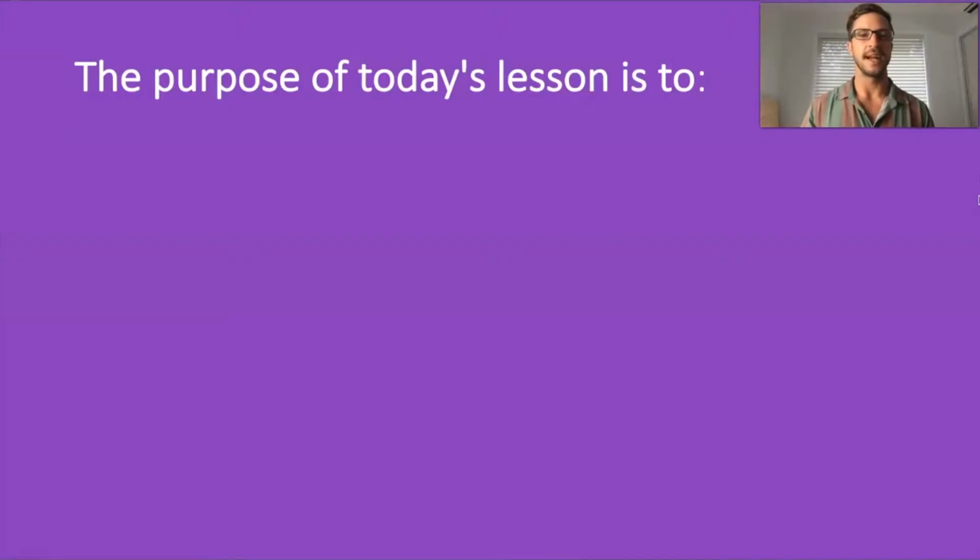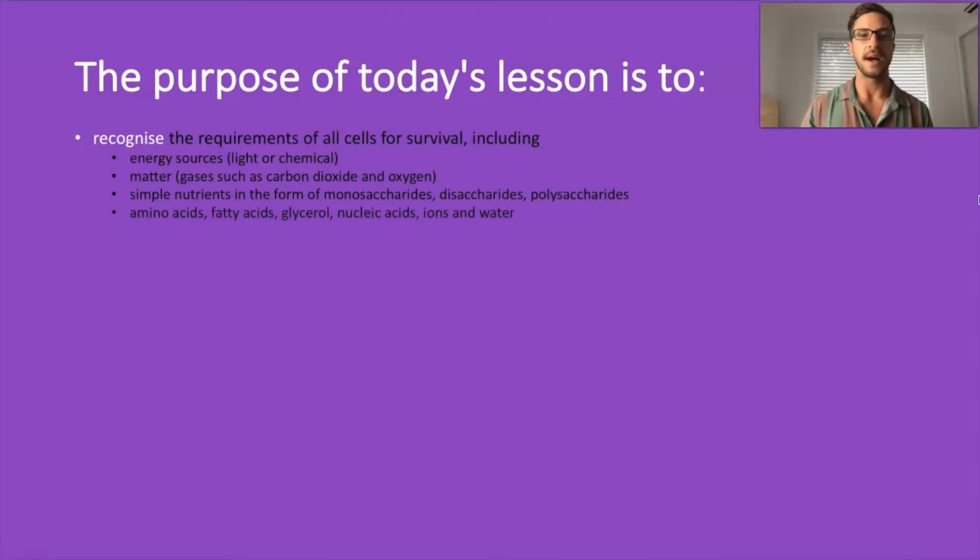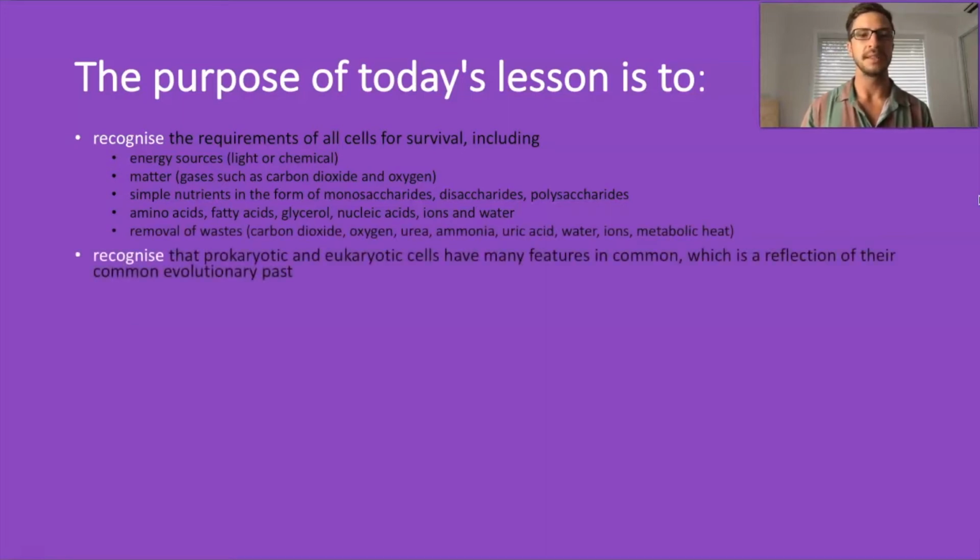The learning goal for today is firstly to recognize the requirements of all cells for survival, and there's a few. We look at their energy sources, how they require matter, how they require simple nutrients, these important ones such as monosaccharides, disaccharides and polysaccharides, as well as various others such as amino acids and fatty acids, and how they remove wastes. We'll recognize that prokaryotic cells and eukaryotic cells have things in common and how that's said to be a feature of their evolutionary past.